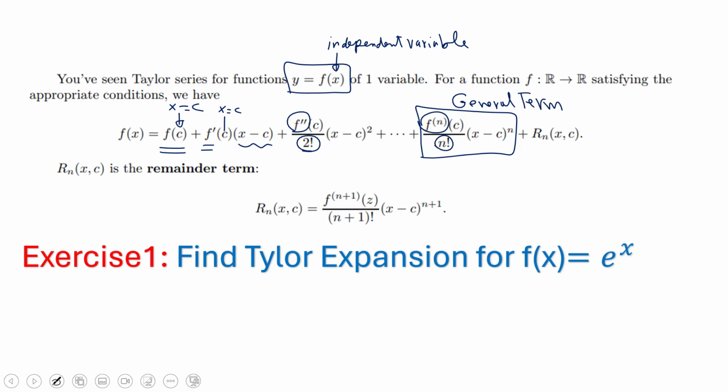c is a value of x. You find the polynomial or Taylor series at a specific value for x, right? If you have x equal to 0, they call it Maclaurin series, right? If x equal to 0, we call it Maclaurin series or Maclaurin expansion, right? So this is a special case for c equal to 0. But x equal to c is the general one for Taylor, right?